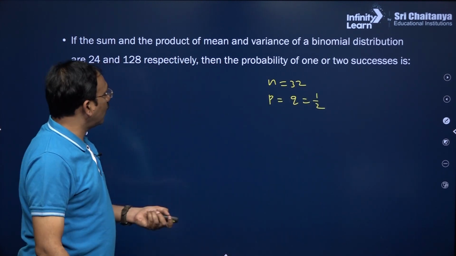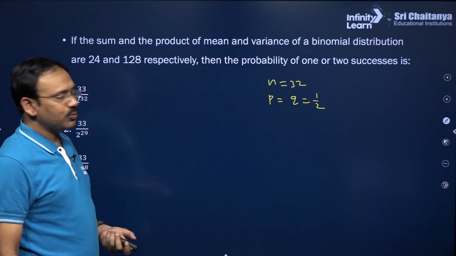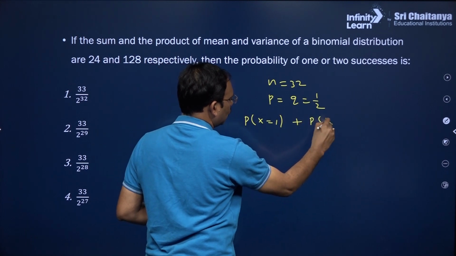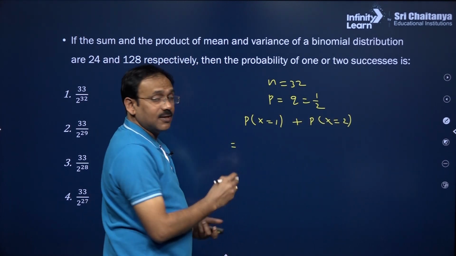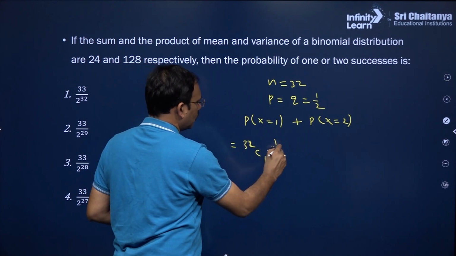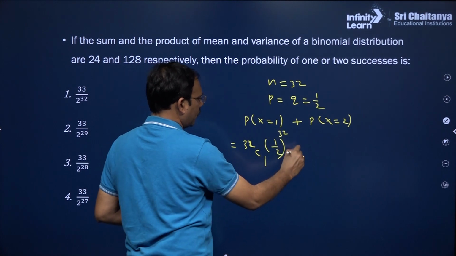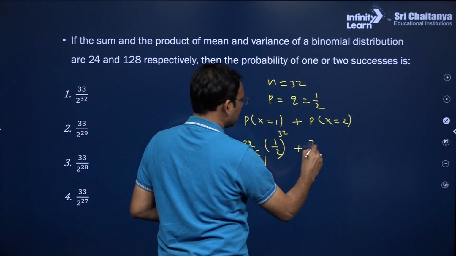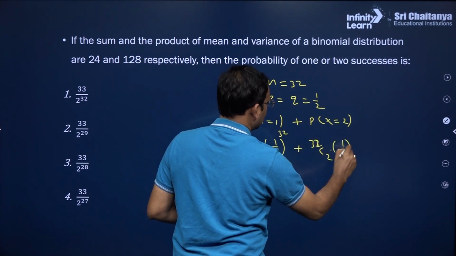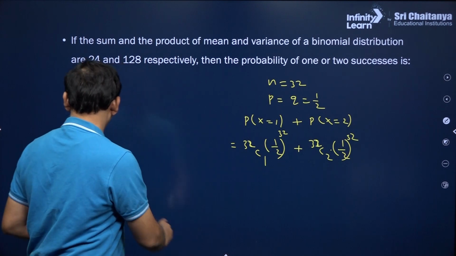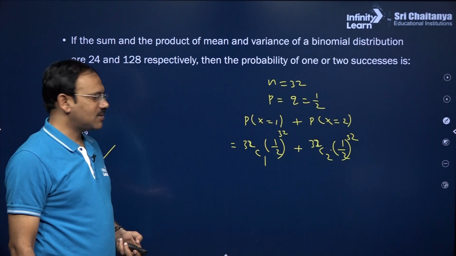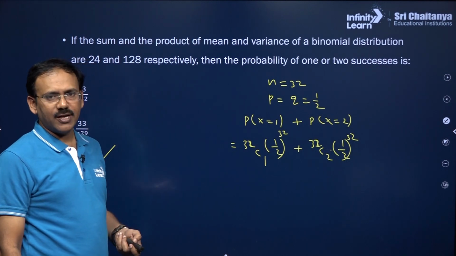Now, the probability of 1 or 2 successes, that means P(X = 1) + P(X = 2), in a binomial distribution, this is going to be 32C1 into 1 by 2 power 32, since both are equal to 1 by 2, plus 32C2 into 1 by 2 power 32. You just simplify this, my dear friends, you are going to get 33 by 2 power 28. That's all. Okay, friends, that's all. 33 by 2 power 28 you will get.